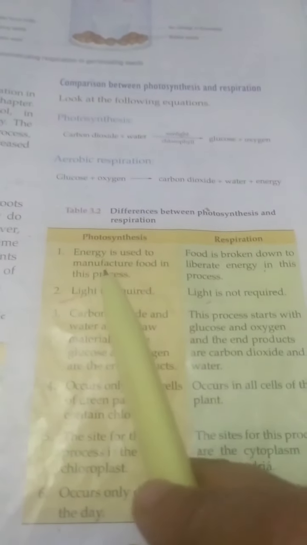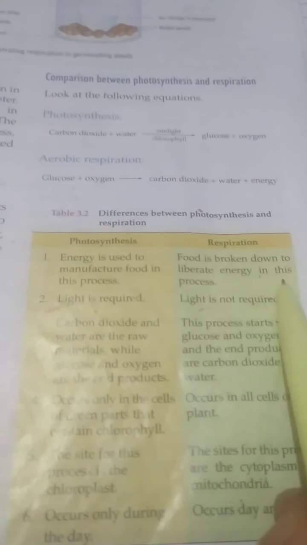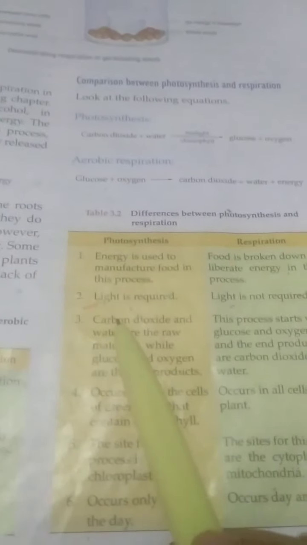In photosynthesis energy is used, but in respiration food is broken down to liberate energy. Then photosynthesis requires light but respiration does not. That's why photosynthesis happens during the daytime. Then in photosynthesis carbon dioxide and water are the raw materials, but in respiration glucose and oxygen are the raw materials. These are opposite to each other.